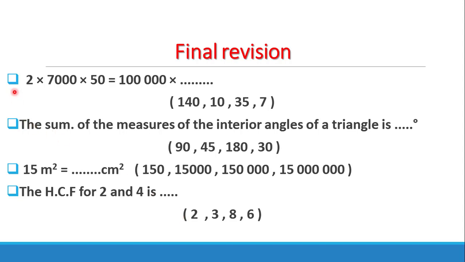2 times 7,000 times 50 equals 100,000 times what? Let's start. 2 times 50. We all know that 2 times 50 is 100. Now I want to multiply 100 by 7,000. How many zeros? 2 zeros for hundreds and 3 for thousands. So we have 5 zeros. 1, 2, 3, 4, 5. Then 7 times 1 equals 7. So I write 7.